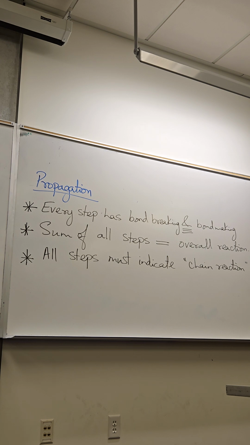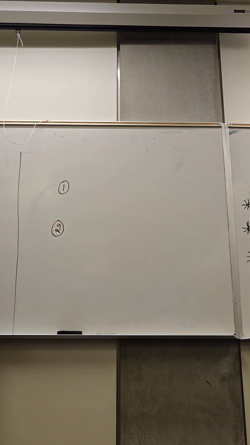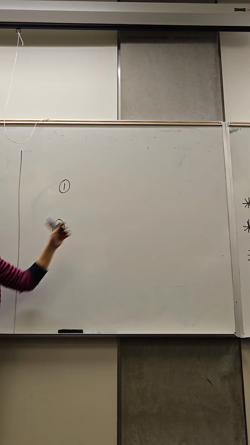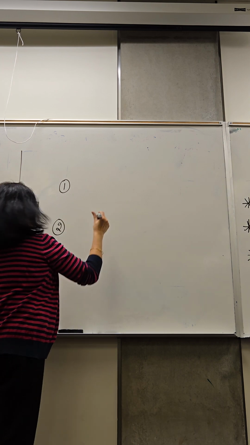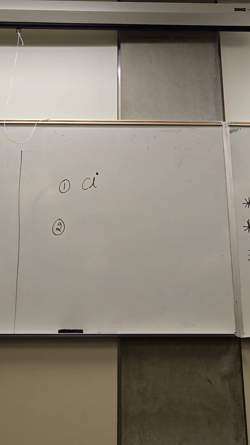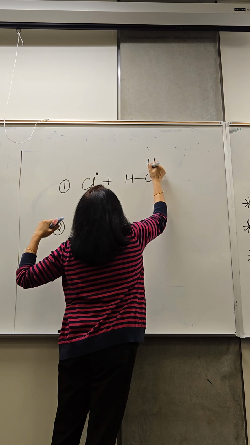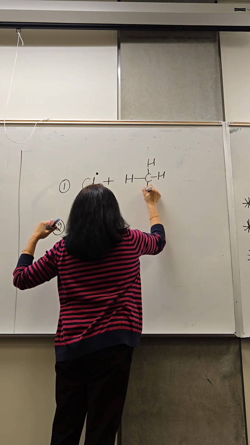So, in this example, how would that happen? In this example, there are two steps in the propagation stage. Once we got the chlorine radical, the chlorine atom from the initiation stage, it reacts with one molecule of methane.